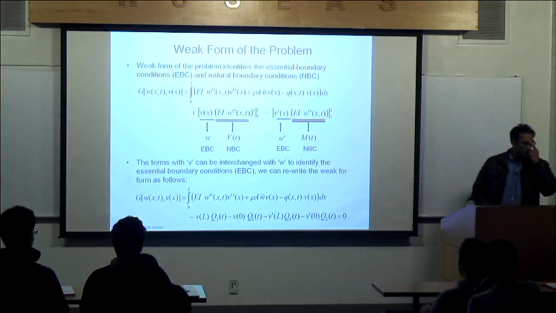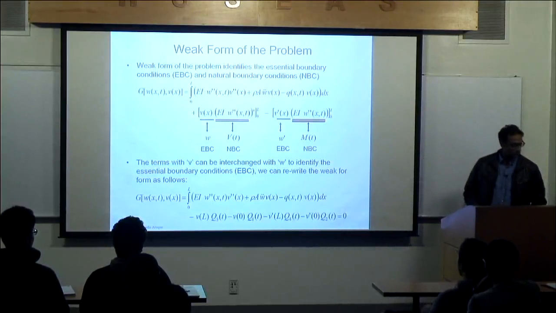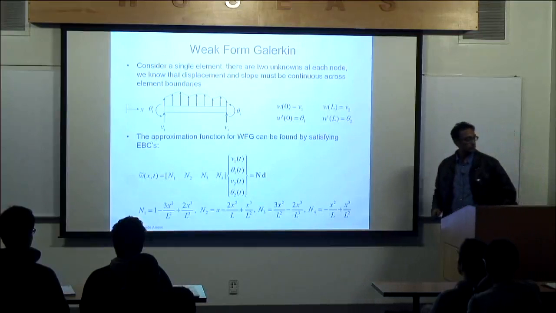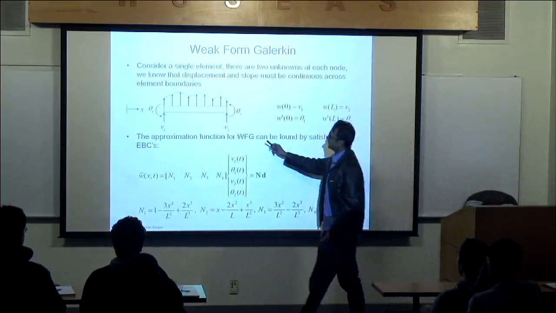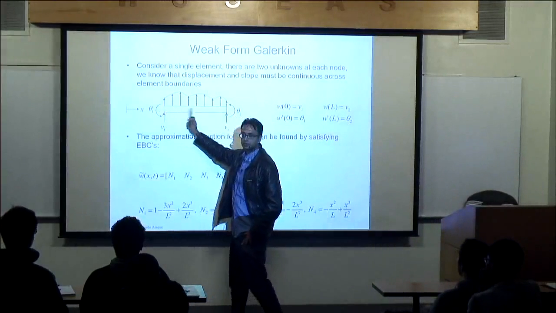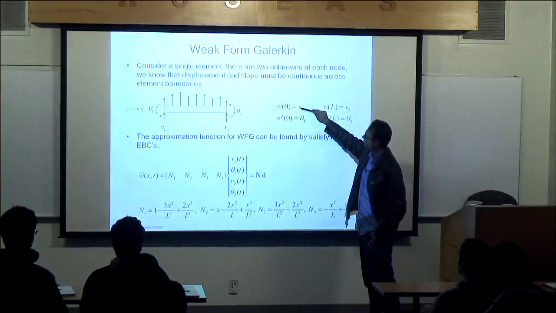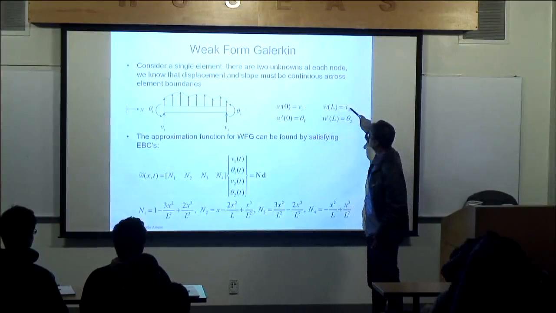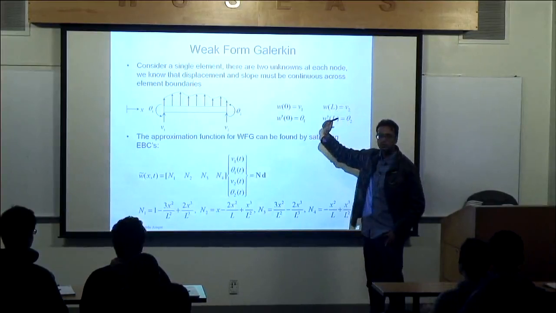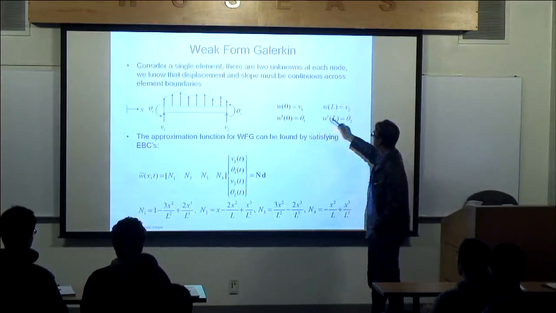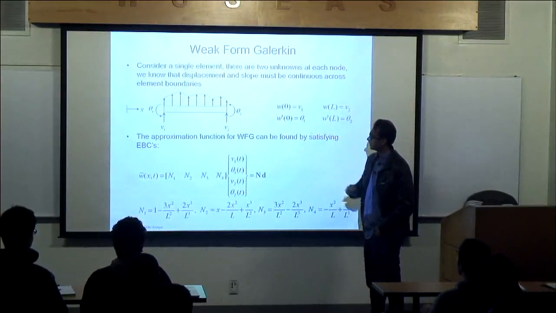Okay, all right. So these are the deflections and the rotations for that beam. I'll give them names: V1, theta 1, V2, theta 2. V1 and theta 1 for the node on the left, V2 and theta 2 for the node on the right.